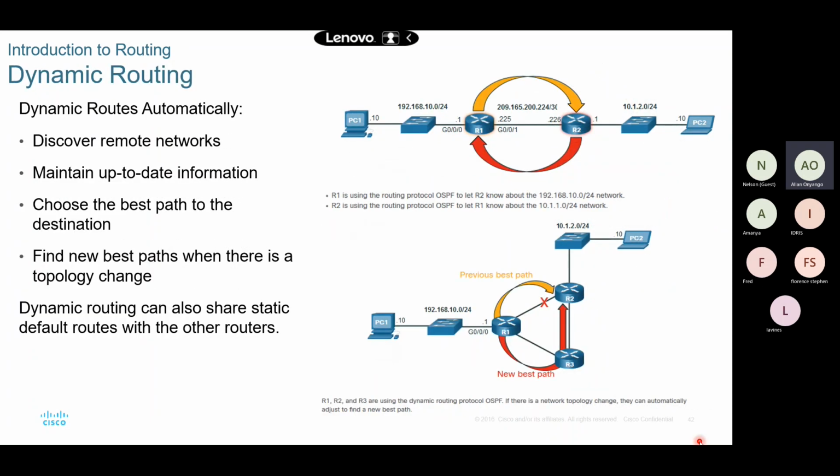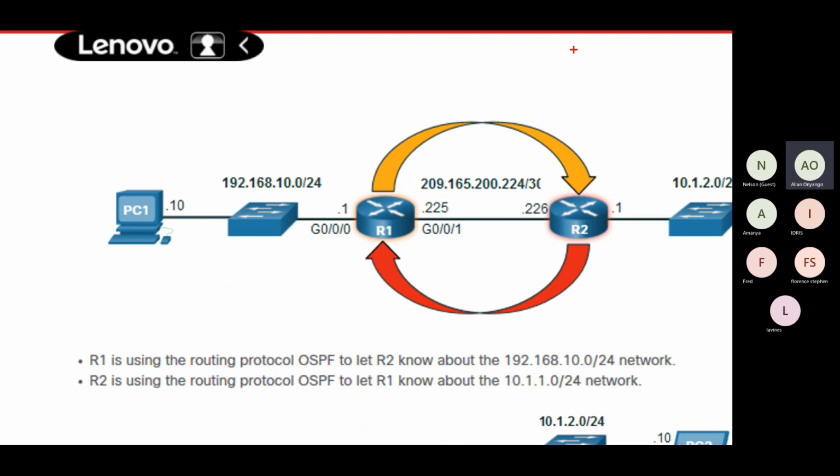For the dynamic routing protocols, how do they work? Very important. This is how they actually work. Let's say there's R1 and R2 here. R1 has two directly connected networks, this one and this one.